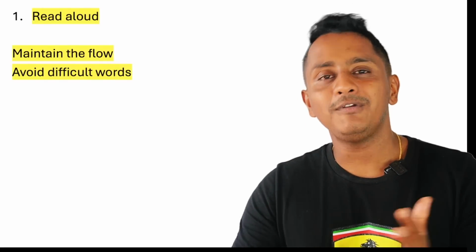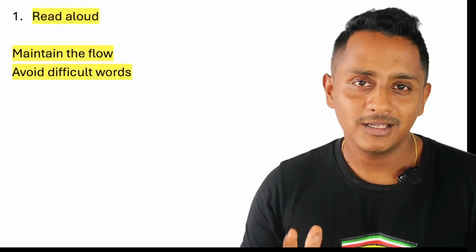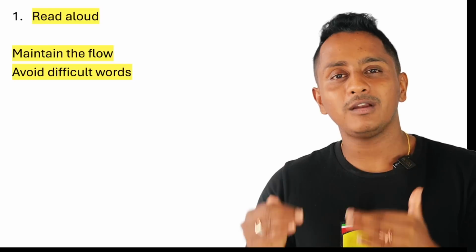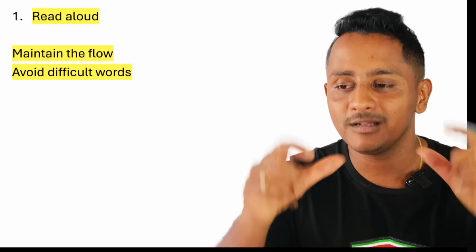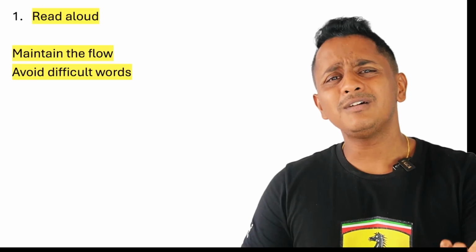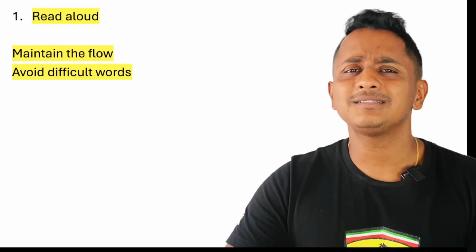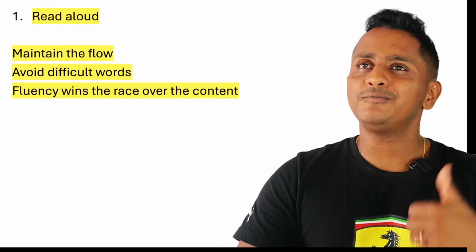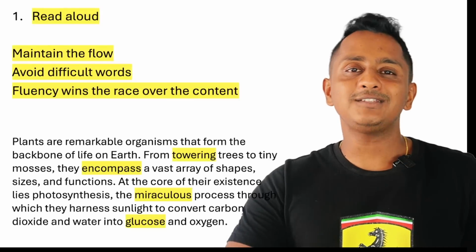If you try to speak every word, well, there are some people who can. There are some who cannot. So for those who cannot, and they try to speak, they get low marks. So whichever the words are difficult, you skip, but maintain the flow, marks done and dusted. It's always the fluency that wins the race over the content. That's how you trick it.